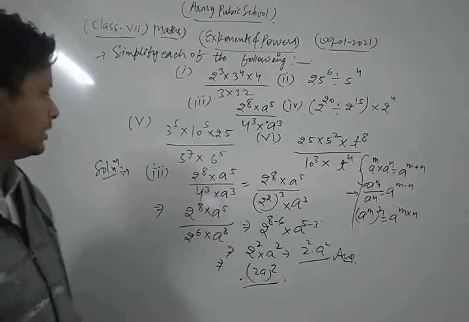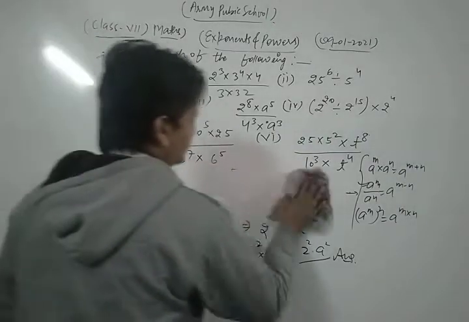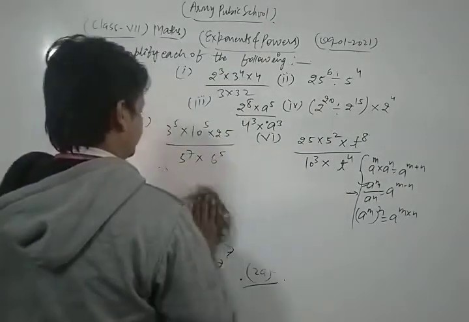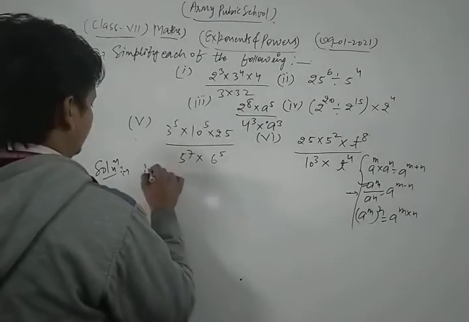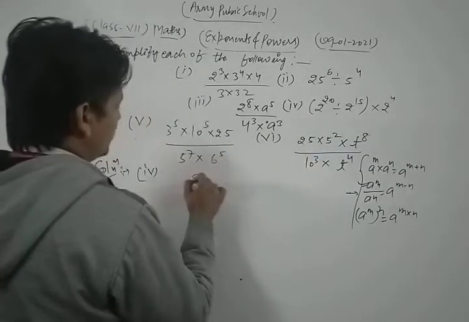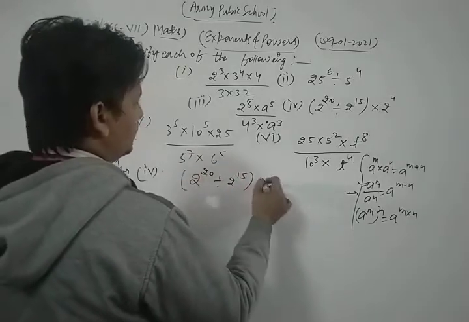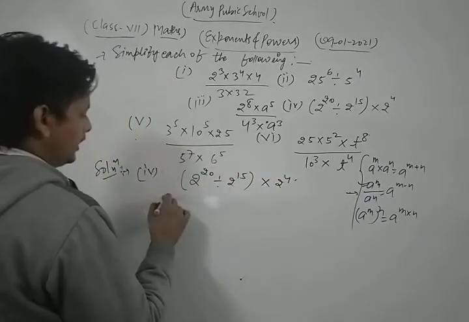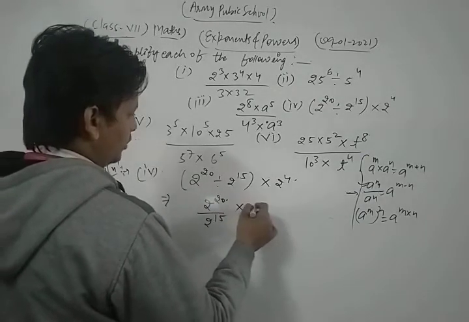Now similarly we take and solve the fourth part of this question. Let's see. Our fourth part is what? 2 power 20 divided by 2 power 15 multiplied by 2 power 4. So we can write this as 2 power 20 upon 2 power 15 into 2 power 4.